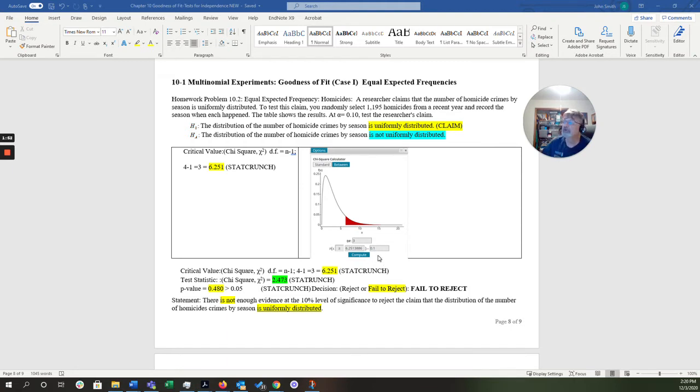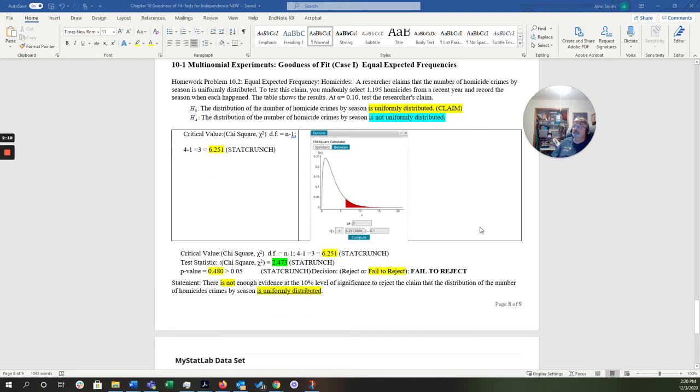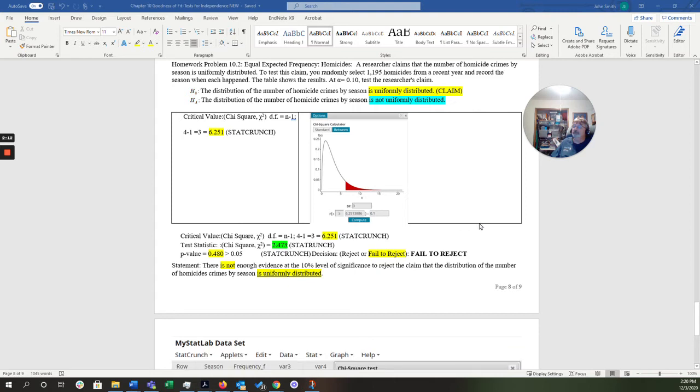So if you look, you'll see, I know the print's kind of small, the degrees of freedom is entered as 3, the 0.1 for the alpha, and then, of course, this is always a right-tailed test, so I had to change my relationship symbol to greater than. That gave me a critical value of 6.251.